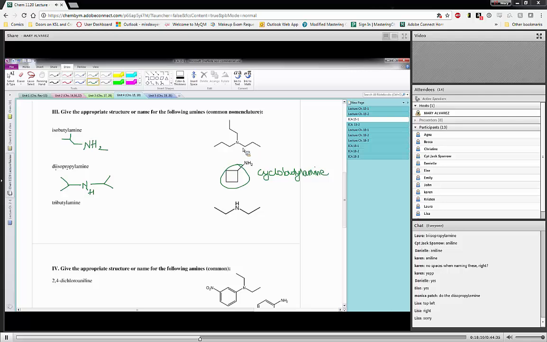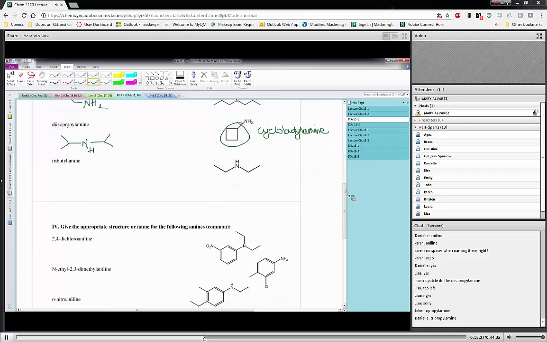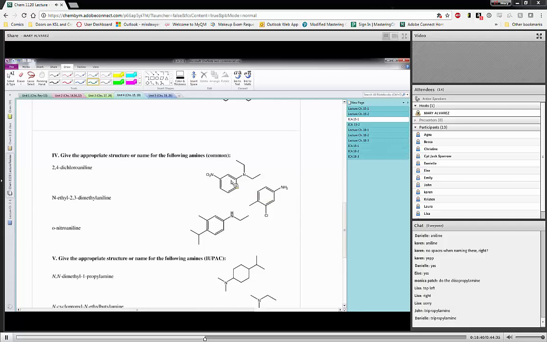What would this be? You guys tell me. Tripropylamine. Got 3 propyl groups on it. So tripropylamine. No big deal. You guys got this. Okay, let's try these ones. These ones all have aniline.